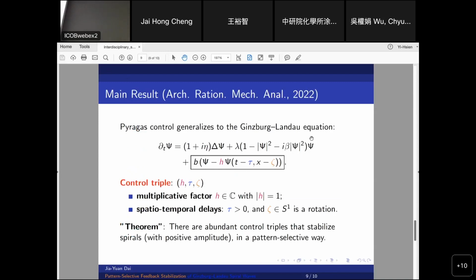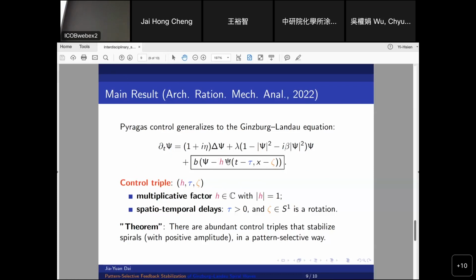Sorry, this is a second, also different equation, but okay. I just want to tell you that this kind of control was for an ODE. There's only time delay. But this year we generalized to the so-called Ginzburg-Landau equation. The Ginzburg-Landau equation is a PDE, so we have time and also space. Here I just want to highlight that in this PDE setting, our control can be more flexible in the sense that we can consider a control triple.